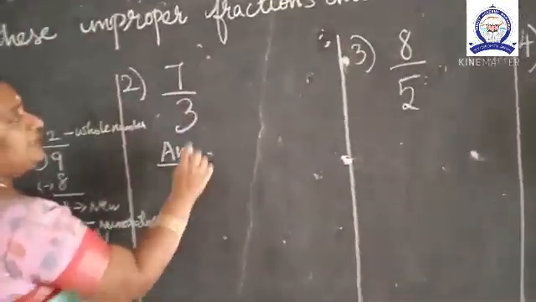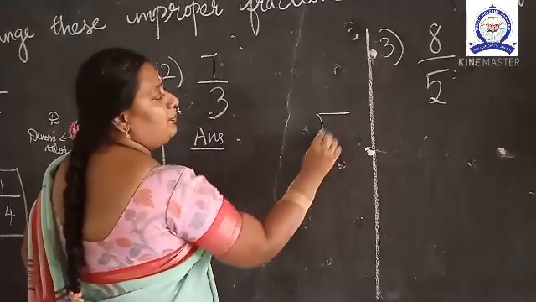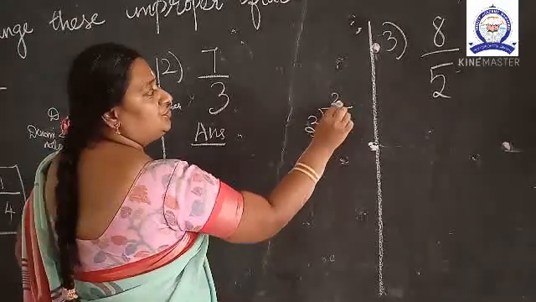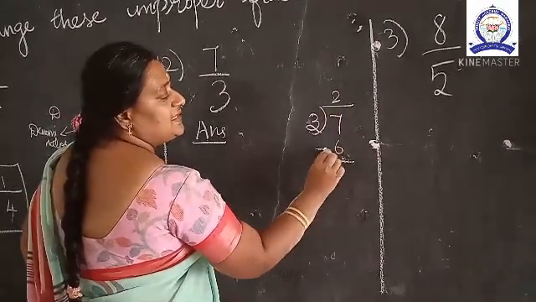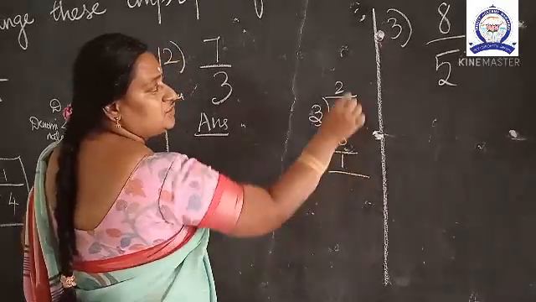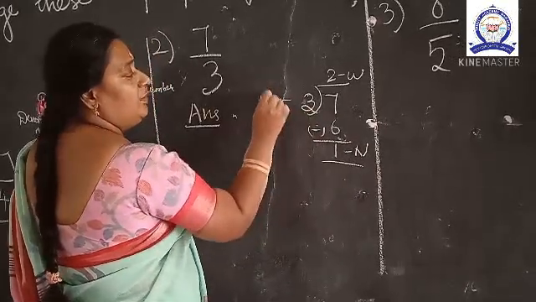7 by 3. 7 by 3 is an improper fraction. Convert this improper fraction into mixed fraction. So 2 3s are 6. 7 minus 1. Sorry, 7 minus 6. That is 1. So this is the whole number. This is the numerator, new numerator. 3 is the denominator.